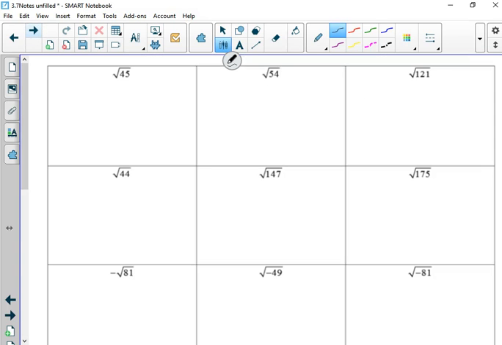Okay, 45. 9 and 5. Now, I could also do 15 and 3, but 15 is not a perfect square, and neither is 3, so that doesn't help me.